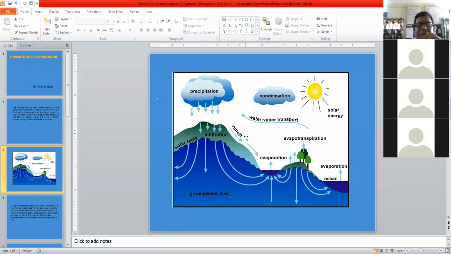Immediate runoff and delayed runoff are both the processes which make up the runoff.